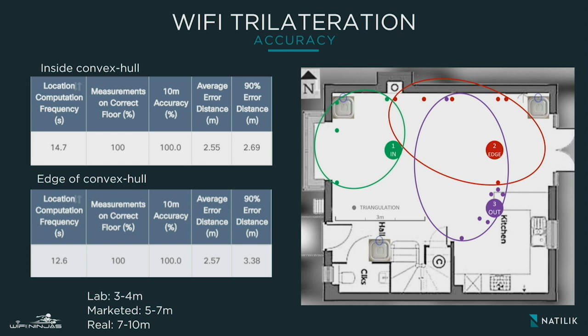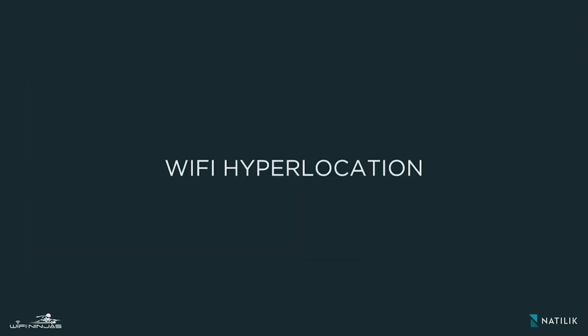And when you move to the edge, it goes down to around 3.4 meters. So in a lab, we had a slightly better accuracy than marketed, 3 to 4 meters, versus 5 to 7. But in a real environment where we've put the RTLS based on Wi-Fi RSSI, we had an accuracy of around 7 to 10 meters, and that's good if you can have that. Okay, so now moving on to the Wi-Fi hyperlocation testing that we did. Just a quick look at the components that we needed for this.